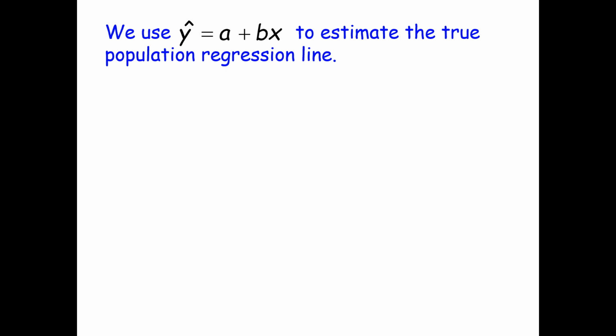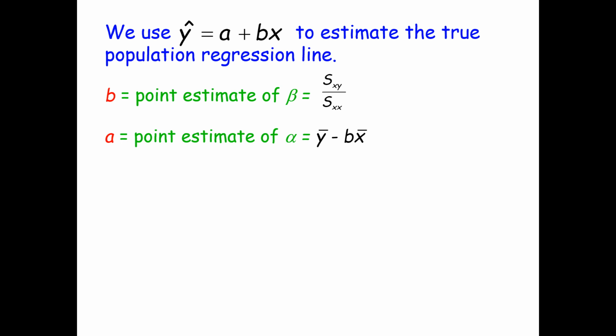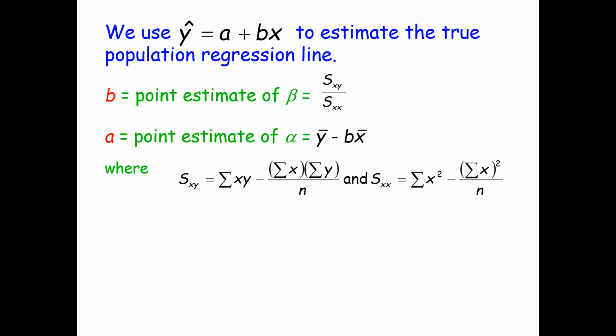Now, we use y hat equals a plus b x to estimate the true population regression line, where b is the point estimate of beta. So we're going to have our s sub xy divided by our s sub xx. Our a is the point estimate of alpha, which is y bar minus b times x bar, where s sub xy equals the sum of x times y minus the sum of x times the sum of y, all divided by n. And s sub xx is going to be the sum of x squared minus the square of the sum of x, divided by n.